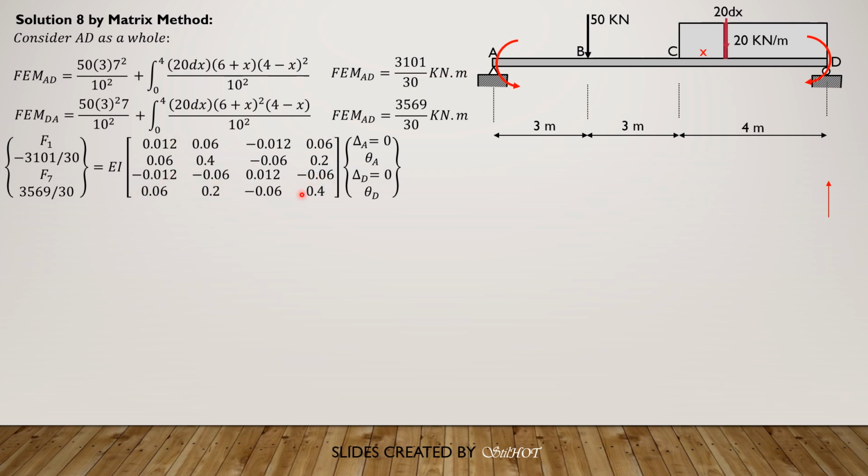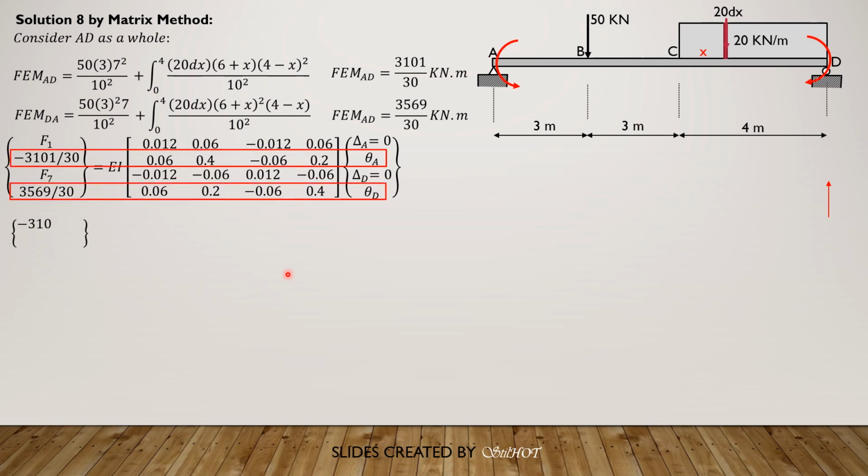Then the fourth row is same as second row, except that second and fourth elements are interchanged position. So 0.2, then we have 0.4. Delta A is 0. Theta A is to be found. Theta D is 0 also, and theta D to be found. So therefore, we eliminate rows and columns associated with 0 displacements. So we expand rows 2 and 4 only, that one and that one.